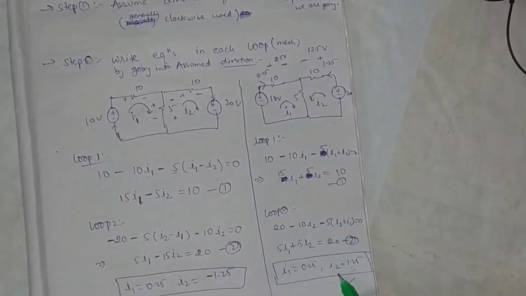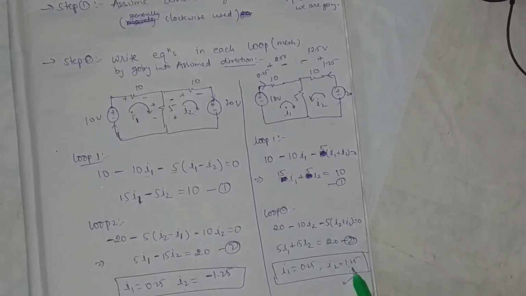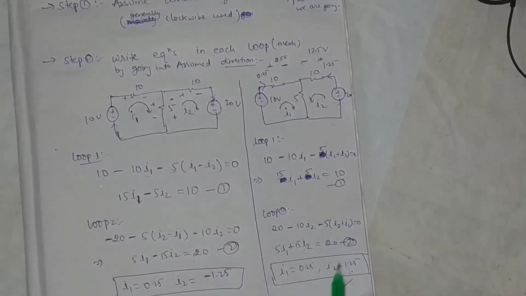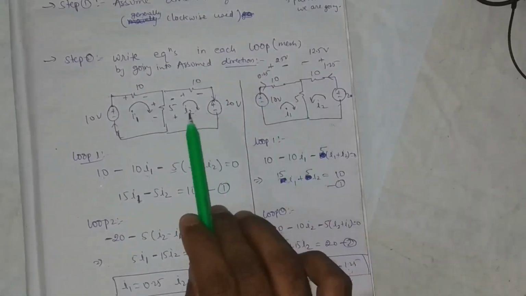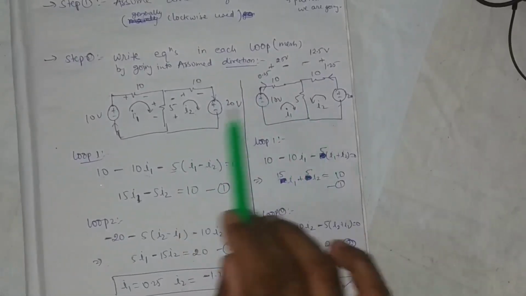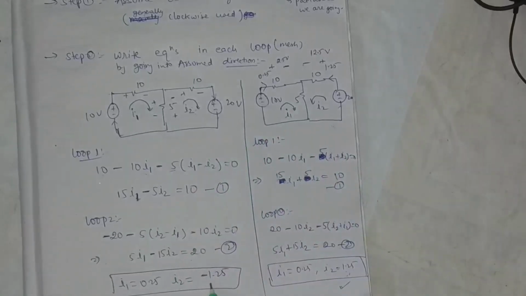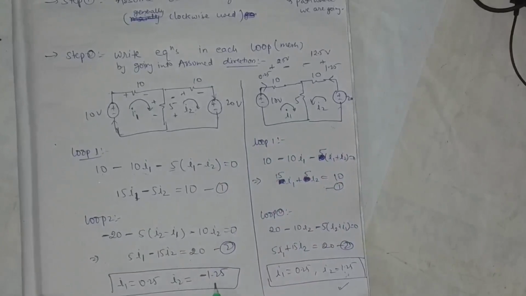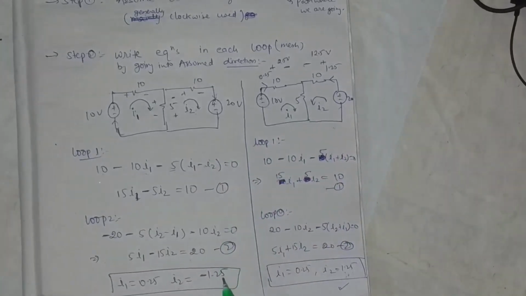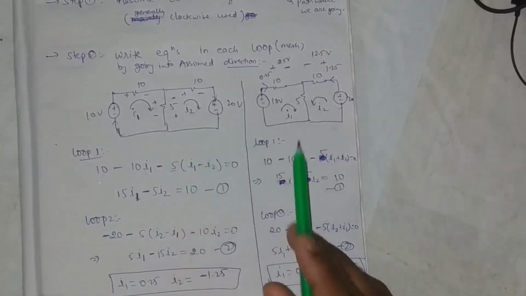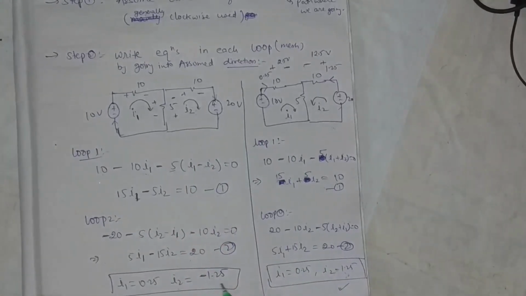after solving these two equations, we can see that I2 is 1.25, and in the previous case I2 is minus 1.25, because here we assumed the directions of I1 and I2 are different in both cases, so we get that result. Here negative 1.25 shows that the assumed direction is different from the direction of actual I2. Both are opposite, that's why the negative term comes, and here positive 1.25 shows that both have the same direction.